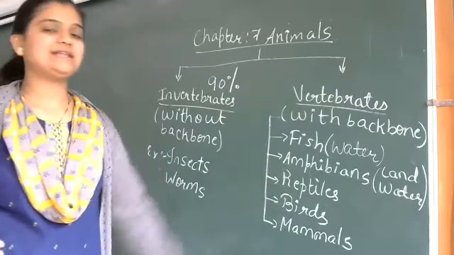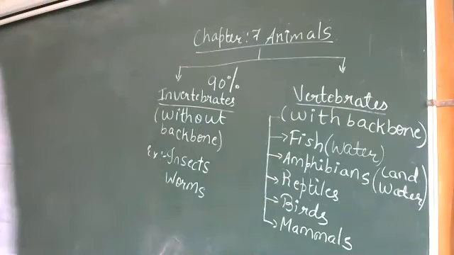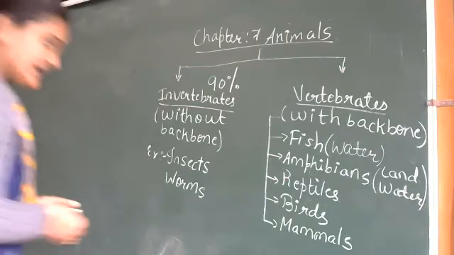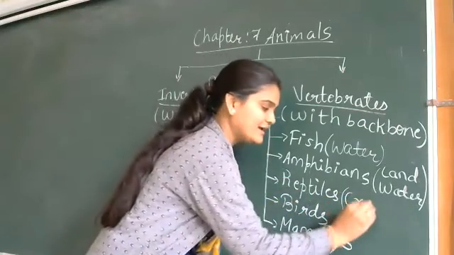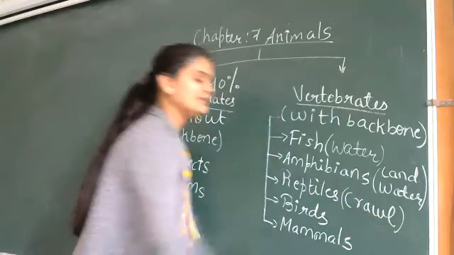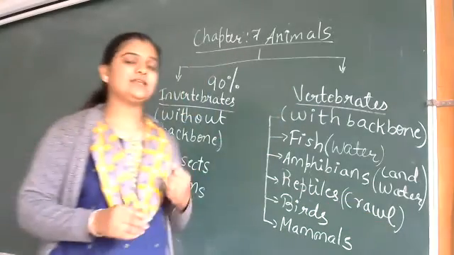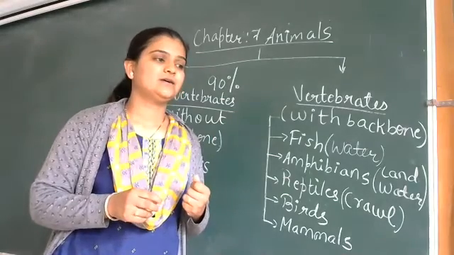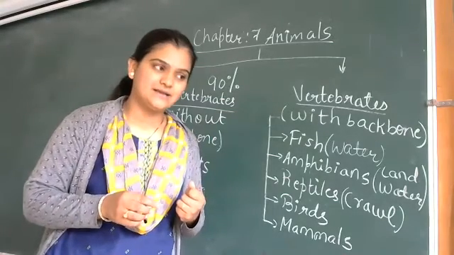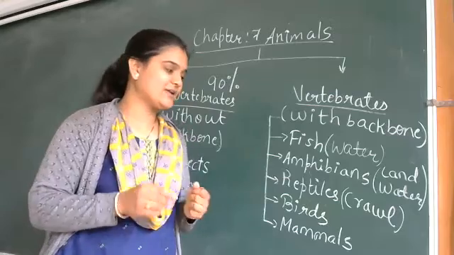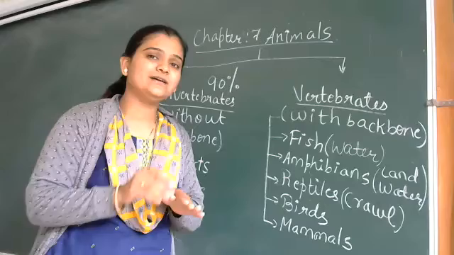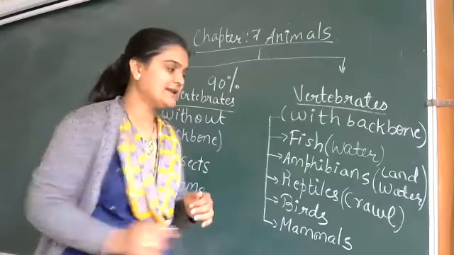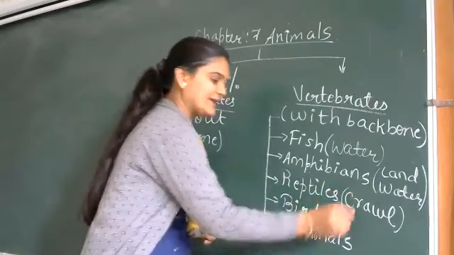Okay, what about reptiles? What do you understand by the word? Very good. Reptiles are the ones that crawl on the land. What is the meaning of crawling? Moving on land. Yes, correct. They will be completely on the land and slowly they can move from one position to another. So that is called crawling.